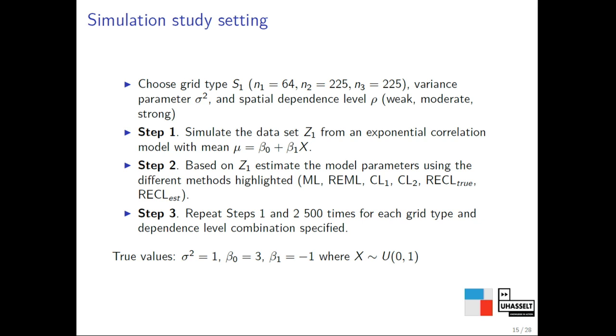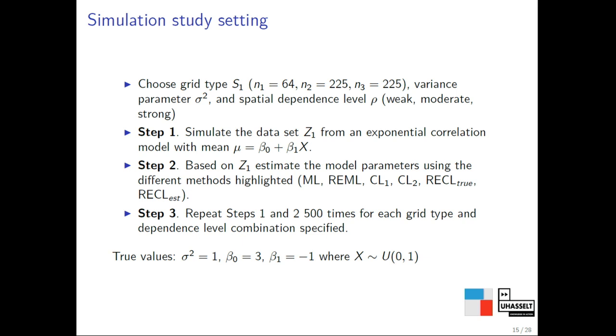So we did a simulation study for our method. The basic idea was we simulate data on a grid. We chose different grid sizes, and then we vary mainly the variance parameter sigma and the dependence level with the rho, which is the correlation. So you simulate data with an exponential correlation with a pre-specified mean.